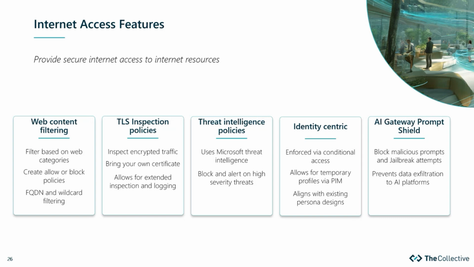A third feature is threat intelligence policies, where we use Microsoft Threat Intelligence, which is a lot of indicators to actually block on or alert on high severity threats. So if Microsoft knows that a certain website is a phishing website, for example, and is a high severity threat, we can use that intel to block your users from going to those websites, even though they are still in an allowed category, for example.